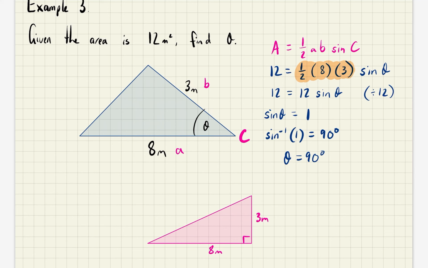Okay. So that's how you find the area of triangles, or given the area, you can find the side length or the angle.